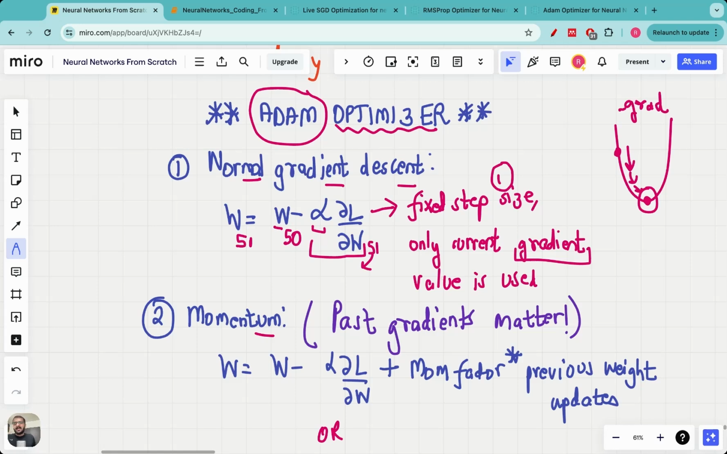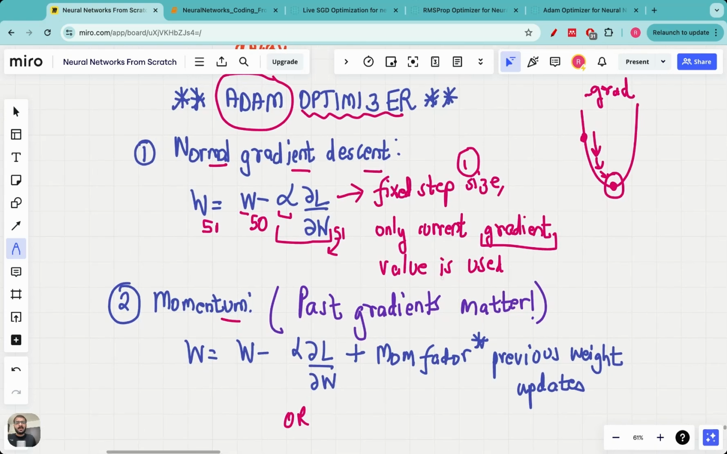People soon realized that normal gradient descent has a huge number of disadvantages. The first disadvantage is that we get stuck in a local minima. Let's say the loss function landscape looks something like this. There is a high tendency for normal gradient descent to get stuck in local minimas like this, and it's very difficult to discover the global minima.